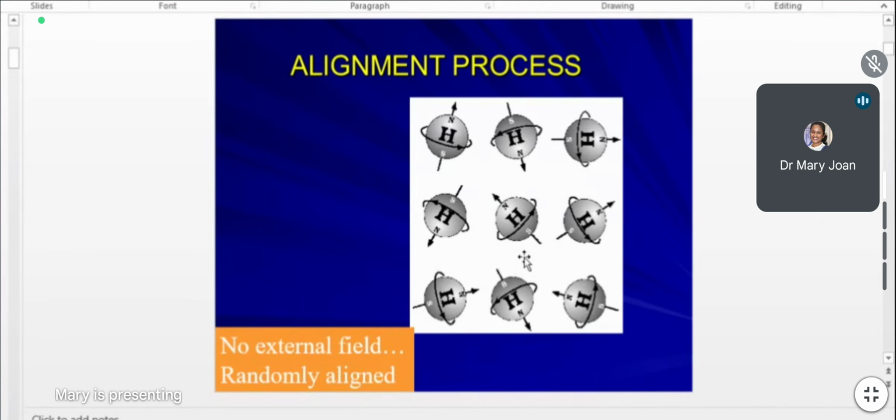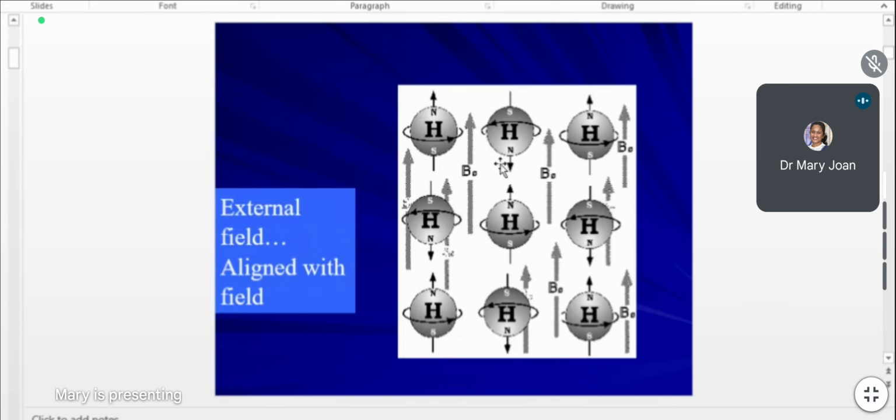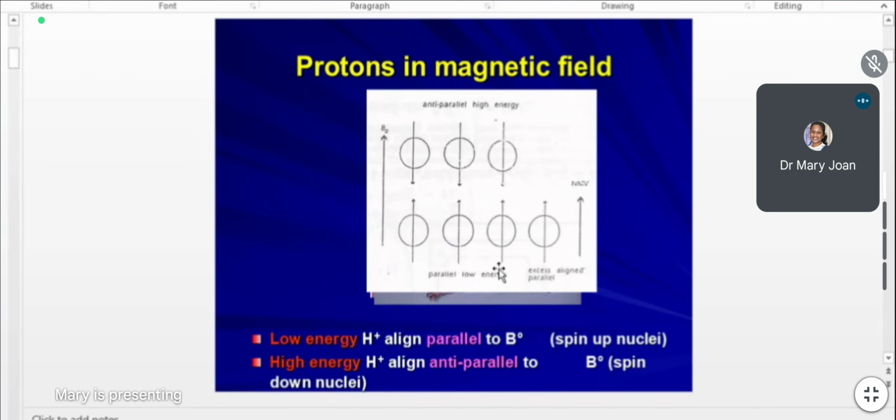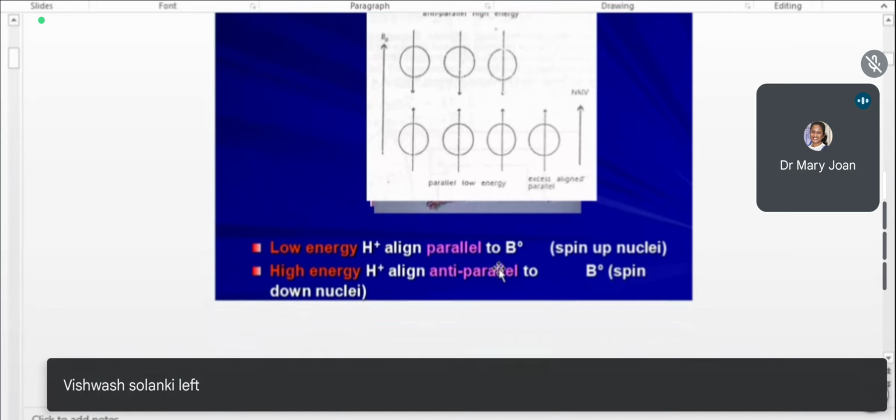When the patient is placed inside the field, the protons get aligned because of the magnetic field, and each proton has a dipole, so that dipole gets aligned with the applied magnetic field. The high energy ones will be the spin down ones and the low energy ones will be the spin up ones. So once the patient is placed inside the magnetic field, all the proton nuclei in the body get aligned with the applied magnetic field. Then we apply the RF pulse.